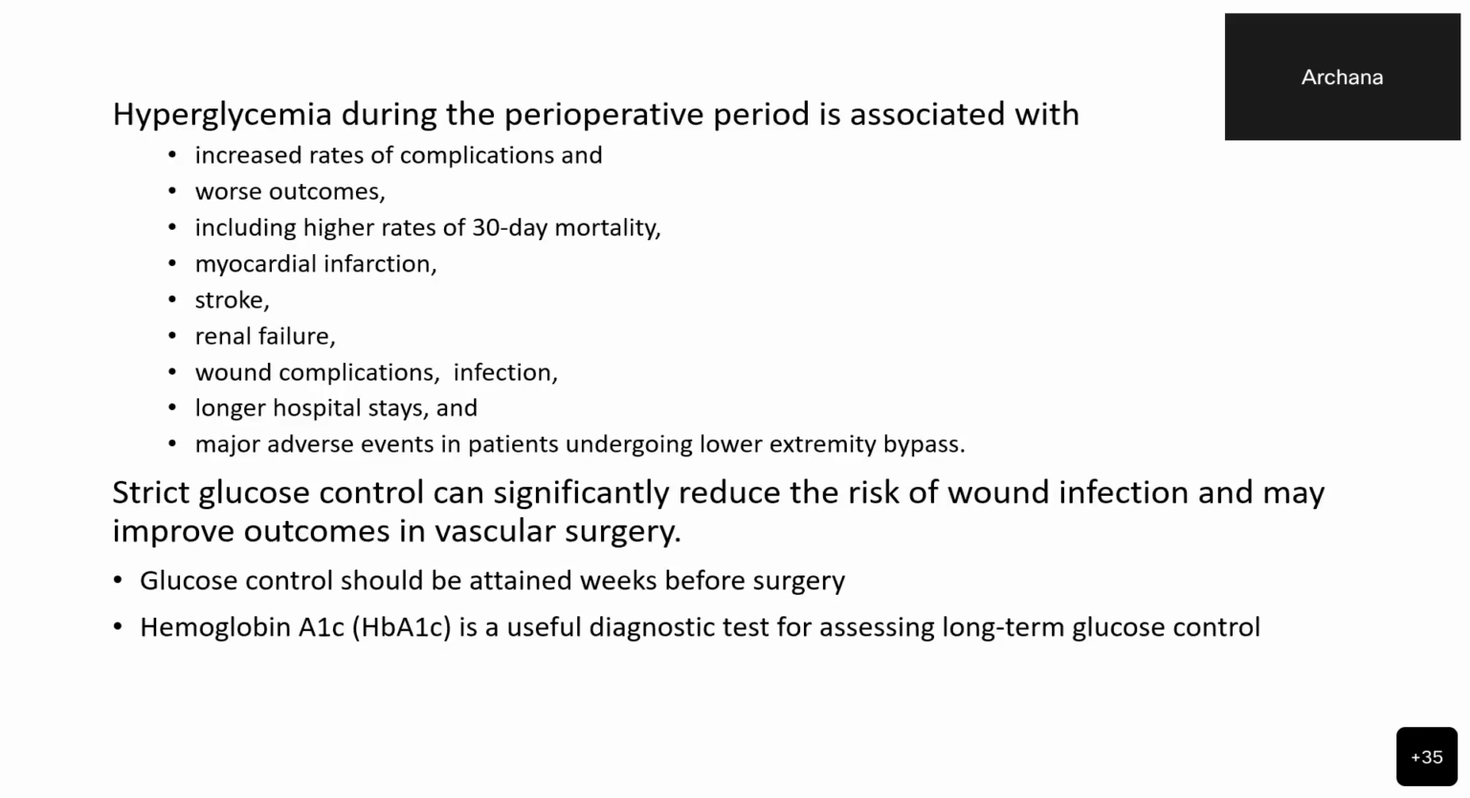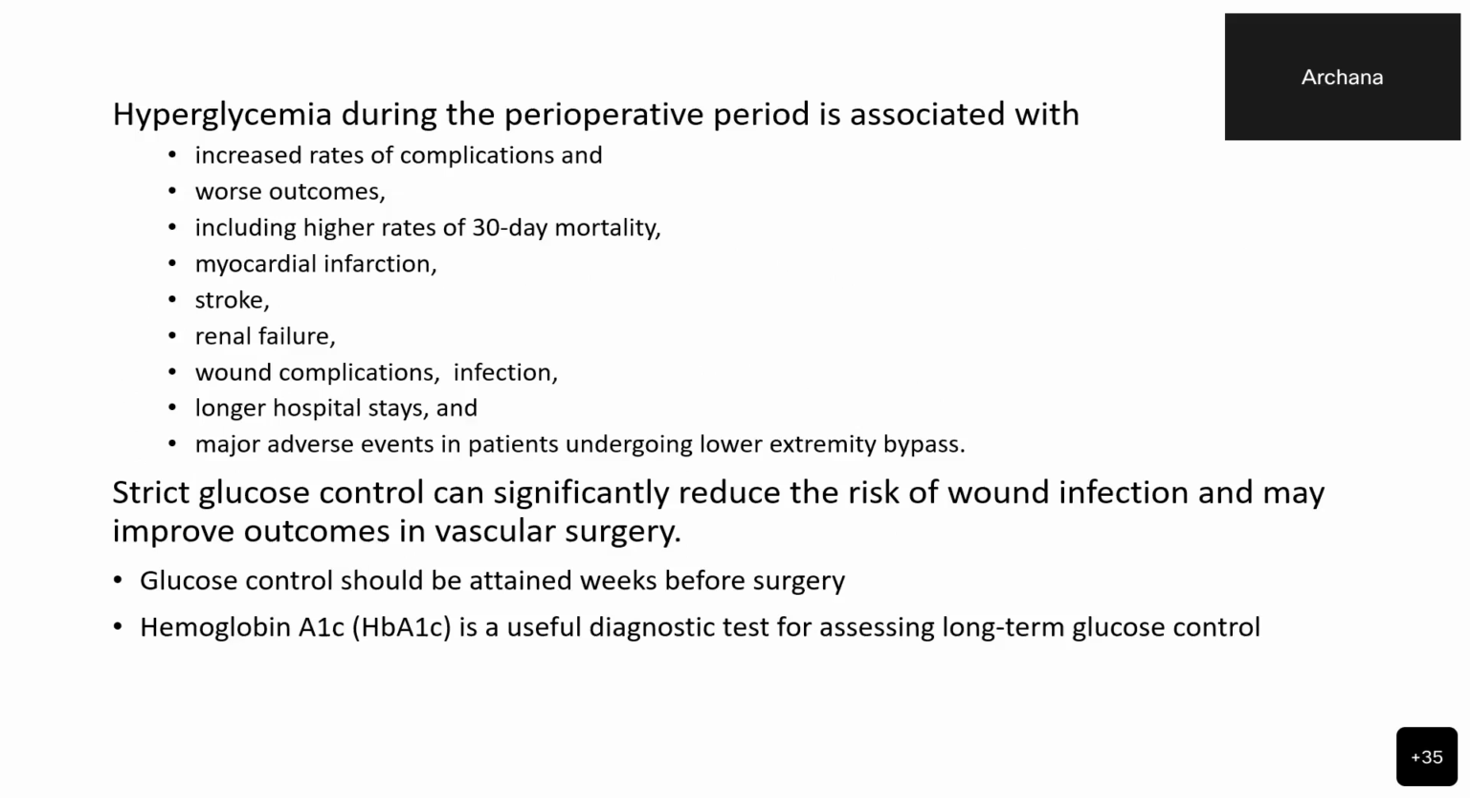Hyperglycemia during the perioperative period can cause an increased rate of complications post-op, worse outcomes, a high rate of 30-day mortality, MI, stroke or renal failure, wound complications mainly with infections, longer hospital stays, and major adverse events. So strict glucose control can significantly reduce the risk of wound infection and may improve all these outcomes in vascular surgery.